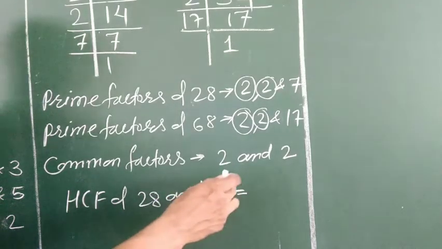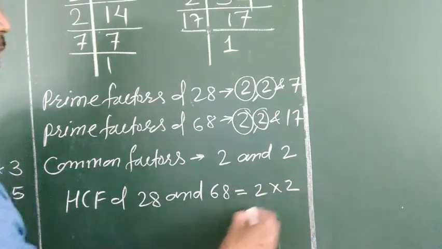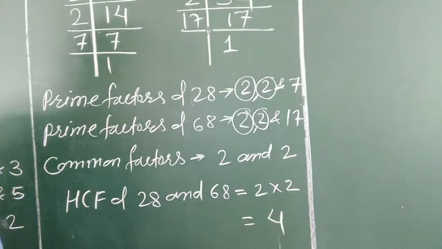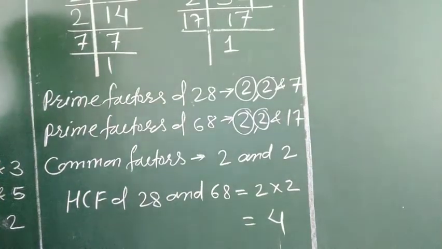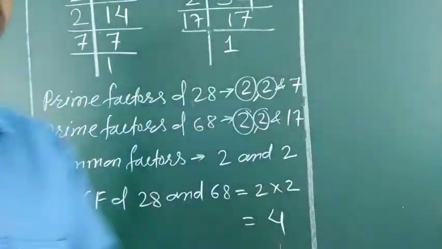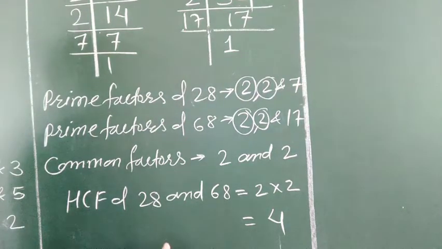क्या होगा? Now we have to multiply these two common factors, 2 2s are 4. So this way, beta, this is 4. Then 4 is the SCF of 28 and 68.